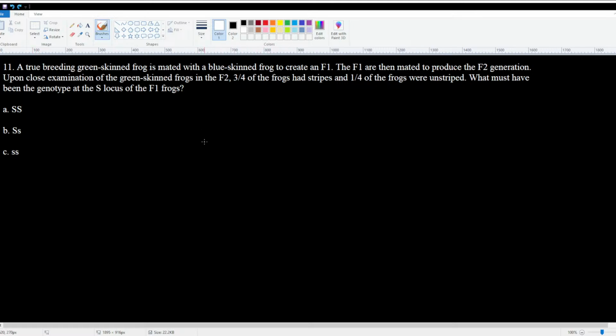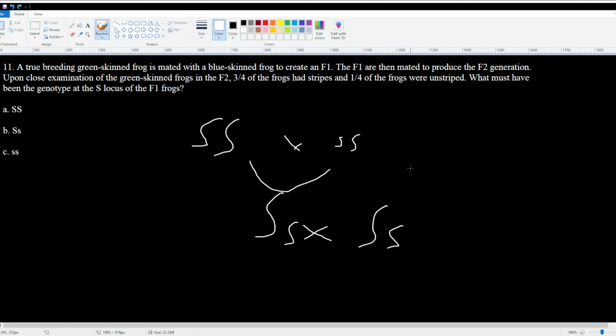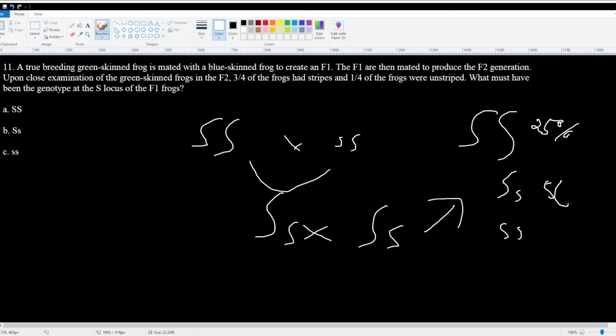So if we have a true breeding green skin frog, that means we have capital S, and then a blue skin frog, which we're gonna assume is recessive. So if we cross these, we have one gamete combination here, one gamete combination here. Our only possible outcome is this, right? So if we cross this with itself, we will then get the following possible combinations. 25% here, 50% here, and then 25% here. So 25% of their offspring will have no stripes, or will be blue skin, depending on how you see.